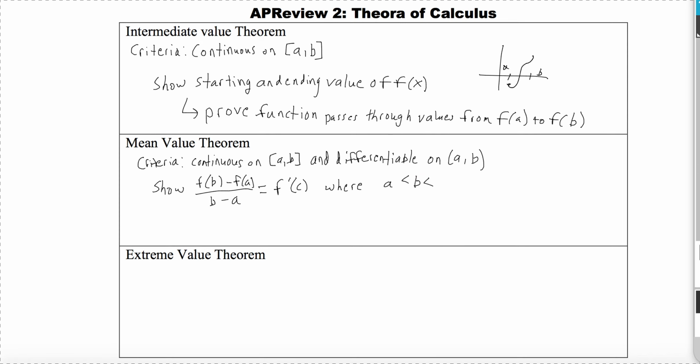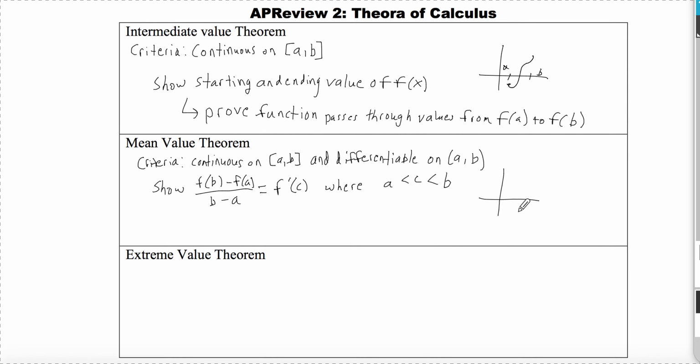Nope, I put the wrong thing. Where c is between a and b, I'm sorry. There we go. So we'll show the average rate of change, the slope formula, and we can use it to prove that there is a derivative that is equal to that average rate of change somewhere on the function.